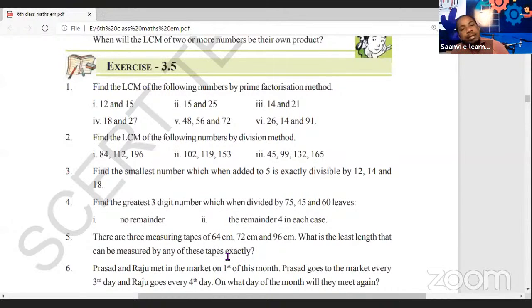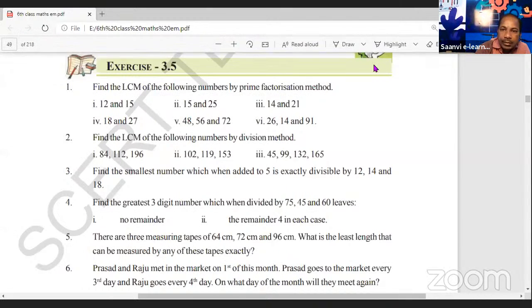Find the greatest three-digit number which, when divided by 75, 45, and 60, leaves no remainder and the remainder 4 in each case. Okay, what is asking here? Find the greatest three-digit number which, when divided by 75, 45, and 60, leaves no remainder and the remainder 4 in each case. Okay, so let us see. It means we have to find the LCM of 75, 45, and 60.